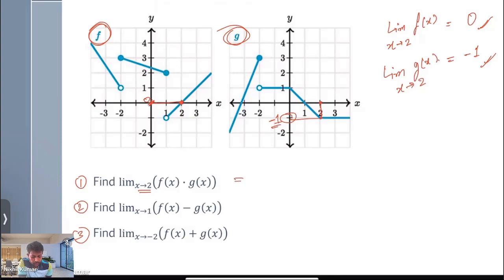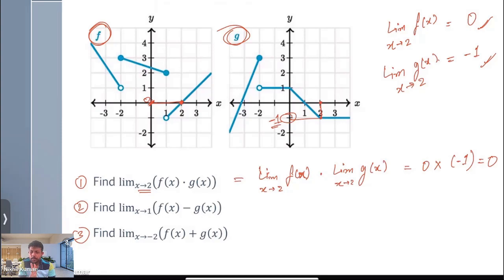Using the property, the limit of f of x into g of x is equal to the limit of f of x multiplied by the limit of g of x, of course x tending to 2 in both cases. This is 0 multiplied by minus 1. This will give us 0. So that's our answer. Pretty easy, right? Using the graph also. We also saw it when direct values were given.